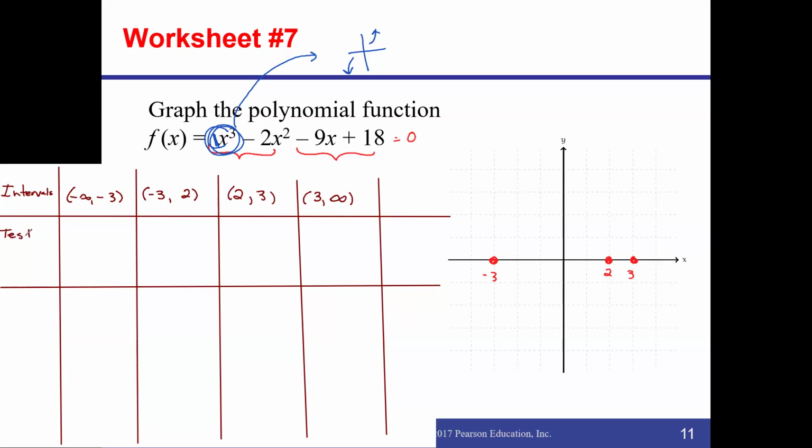Then we need a test point. So the test point has to be something in an interval. So this one goes from -infinity to -3. So we could try -4. -3 to 2, well, let's try 0 again. We got 2 to 3, so we might have to try like 2.5. And then we got 3 to infinity, so we can try 4 again. And then here we just want to find those function values.